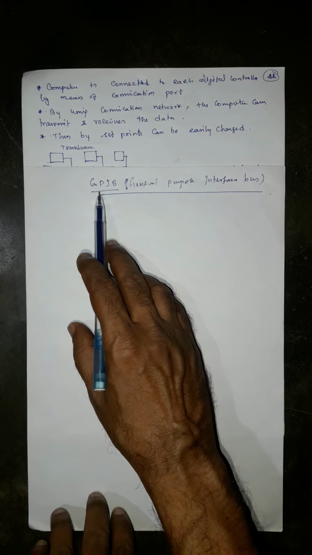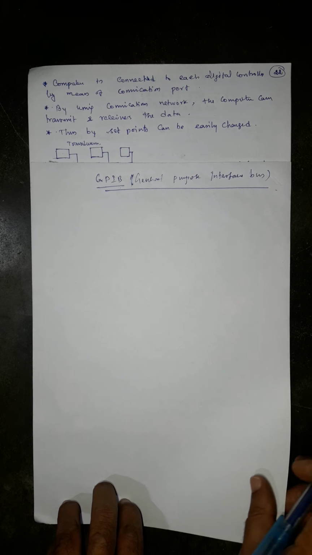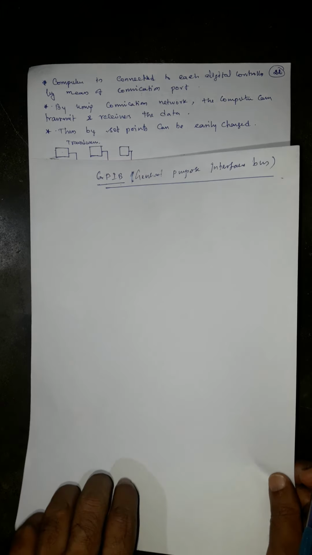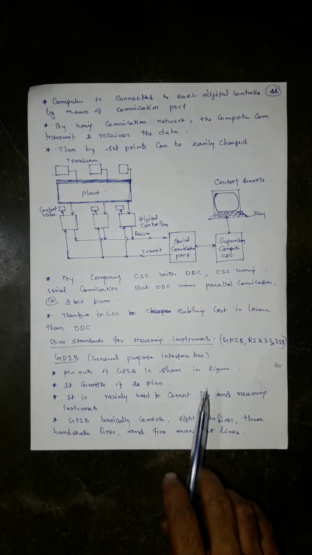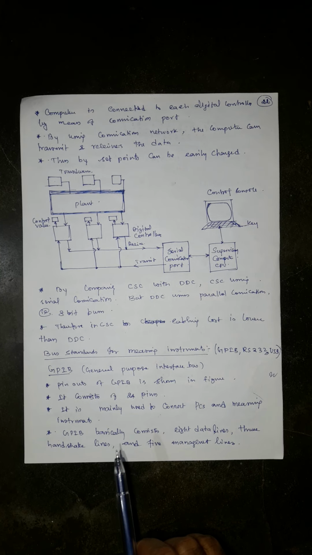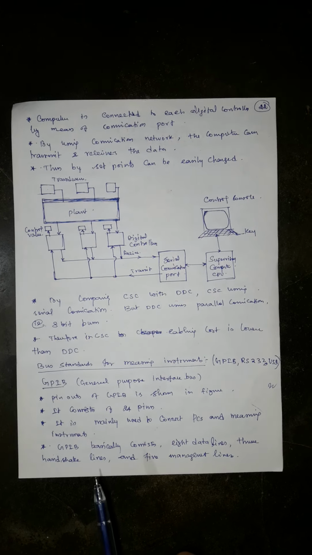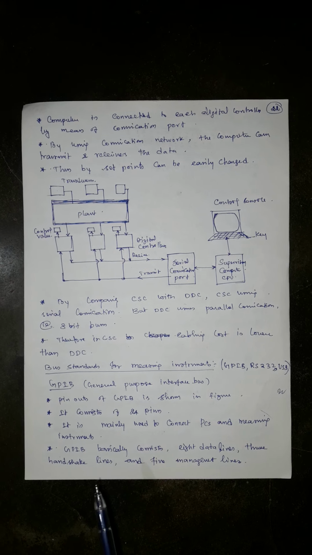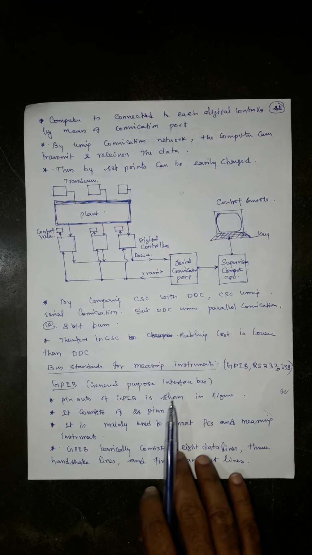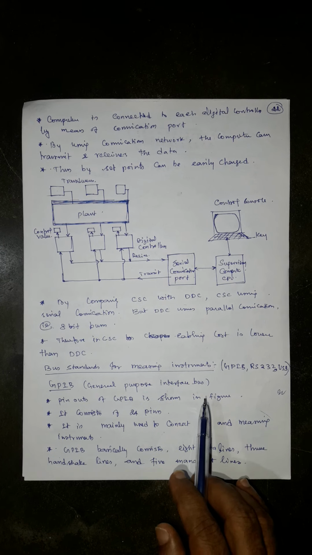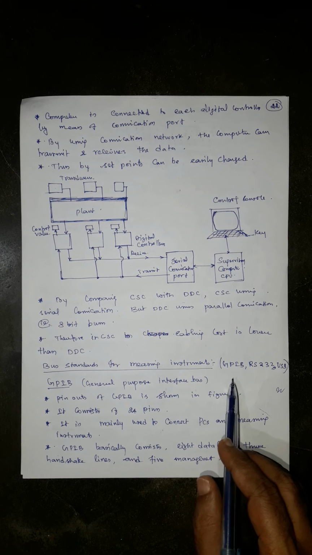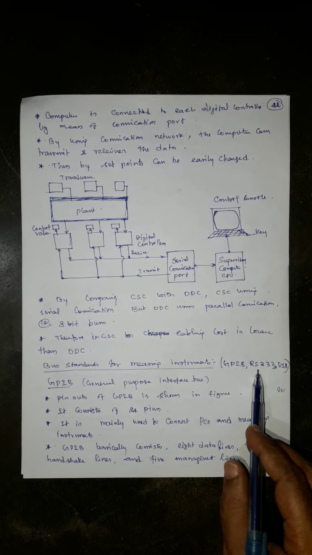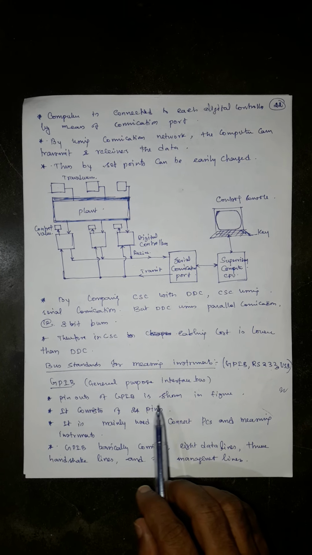Now the topic is GPIB, General Purpose Interface Bus. What is called a bus? A bus is simply a bunch of wires that is used to transmit or receive data. That is called a bus. Here we are going to see what is called GPIB, RS-232 and USB.